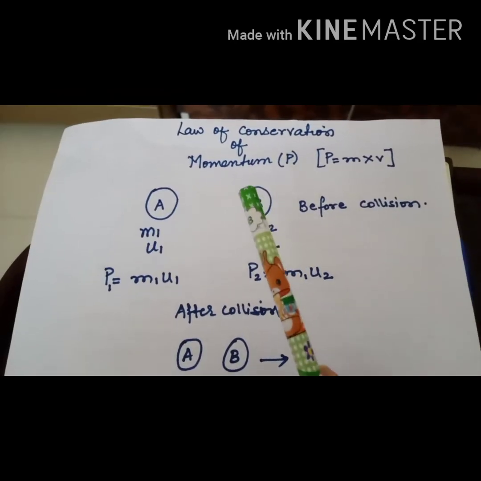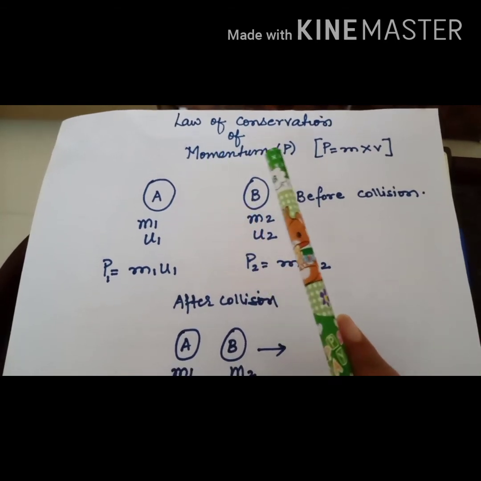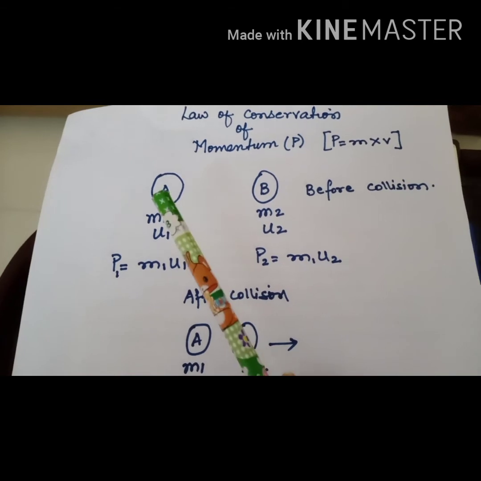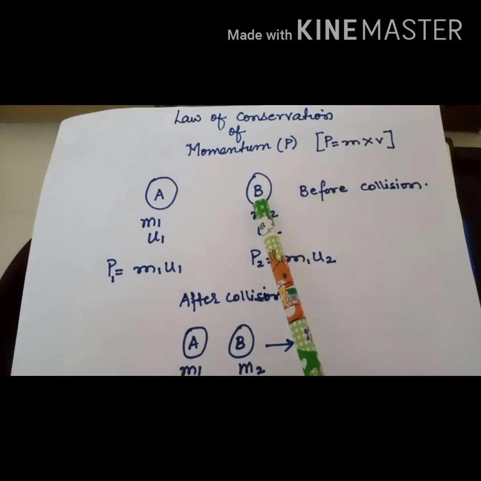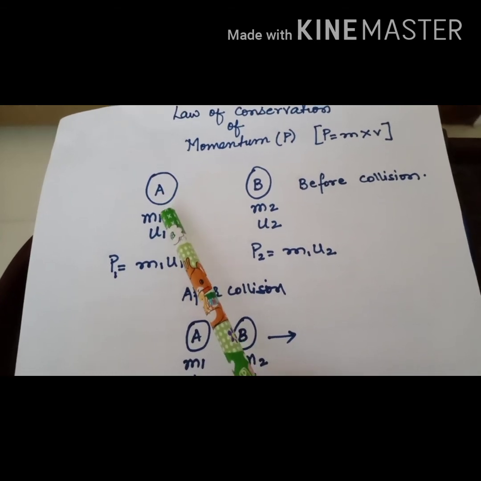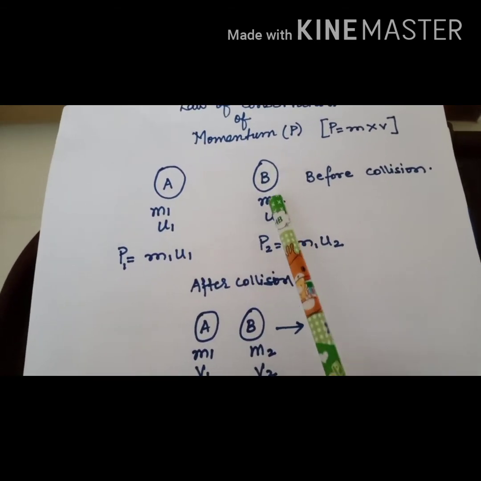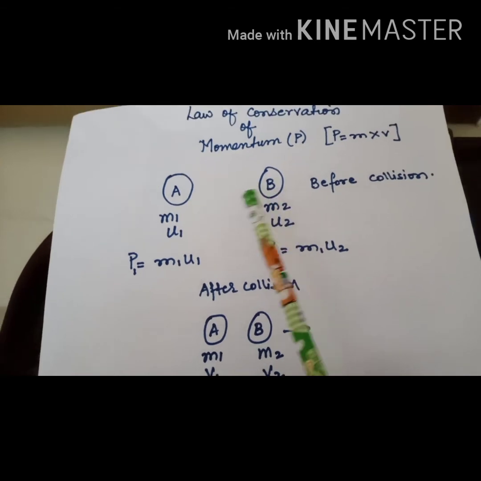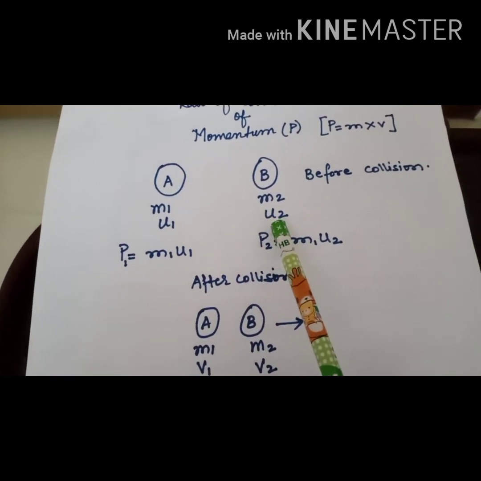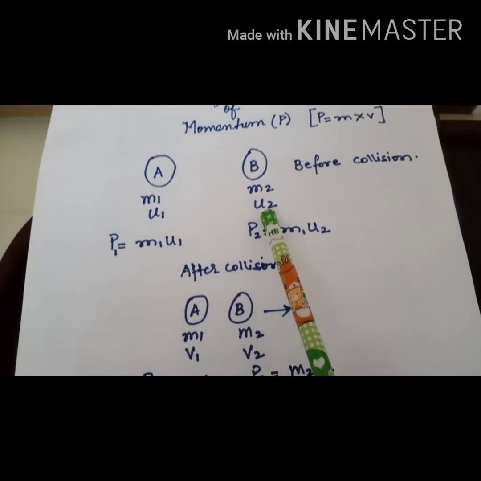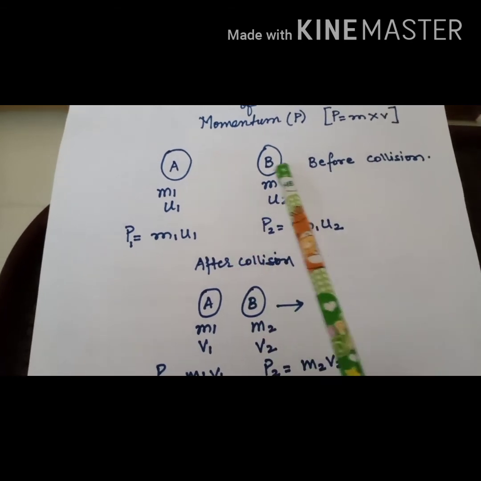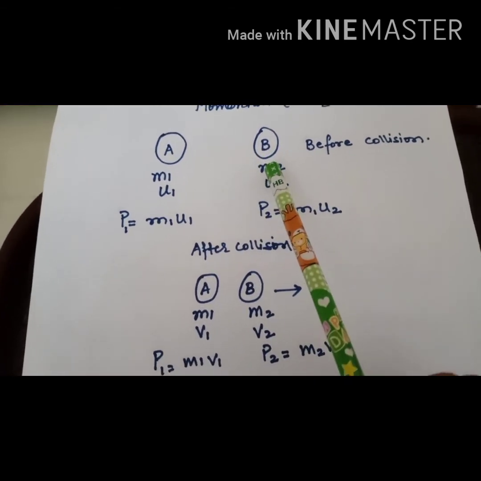So let's see how this law of conservation of momentum works for objects A and B, having mass m1 for object A and m2 for object B. Initially their velocity will be u1 for object A and u2 for object B. This is before collision. That means both have not hit each other till now.